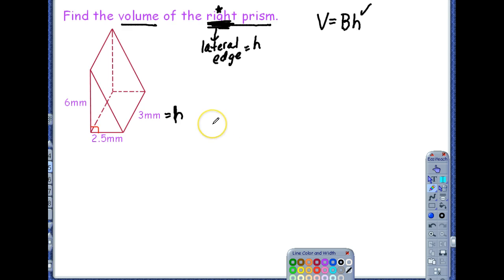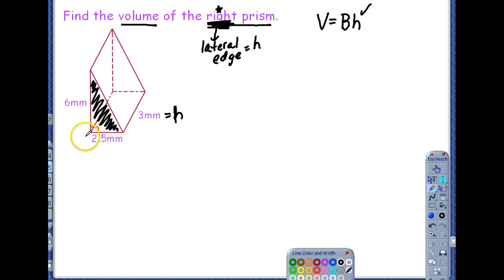Now, since we're talking about a prism, we need to know what the base is. What's the base of this? The bases here are the triangles. So it's basically this piece right here. Right. And even more specifically, it's a right triangle. Right triangles are kind of convenient because we know the legs are perpendicular to each other. So that basically tells us what these pieces are when you're talking about area of a triangle.